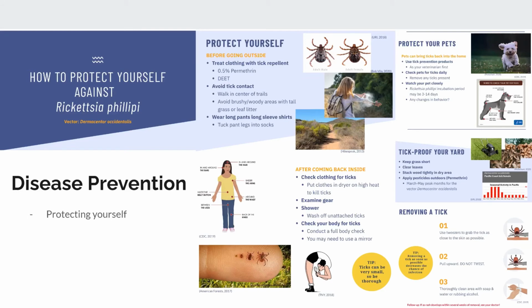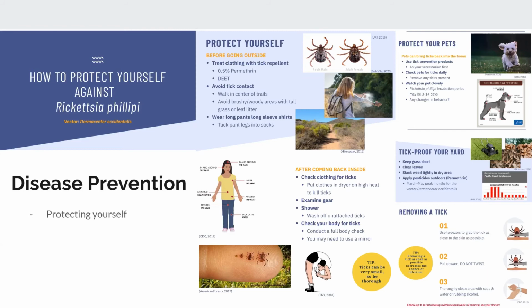Tick-proofing your yard is also important. You should keep your grass short, clear away any leaves, and stack wood tightly in a dry place. If none of these work, you may want to apply pesticides outdoors. March through May are peak months for the vector Dermacentor occidentalis, so then it would be the best time to use it.